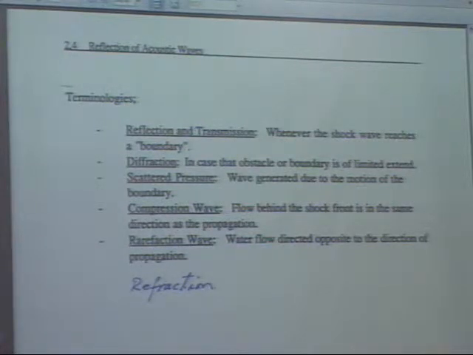You will see this section heavily when you get to the generalized Taylor plate theory. Wave generated due to the motion of the boundary or plate, whatever. Compression wave, incident shock wave, compression wave, flow behind the shock wave front. Rarefaction wave, tension wave, like a surface reflection wave, is rarefaction wave.